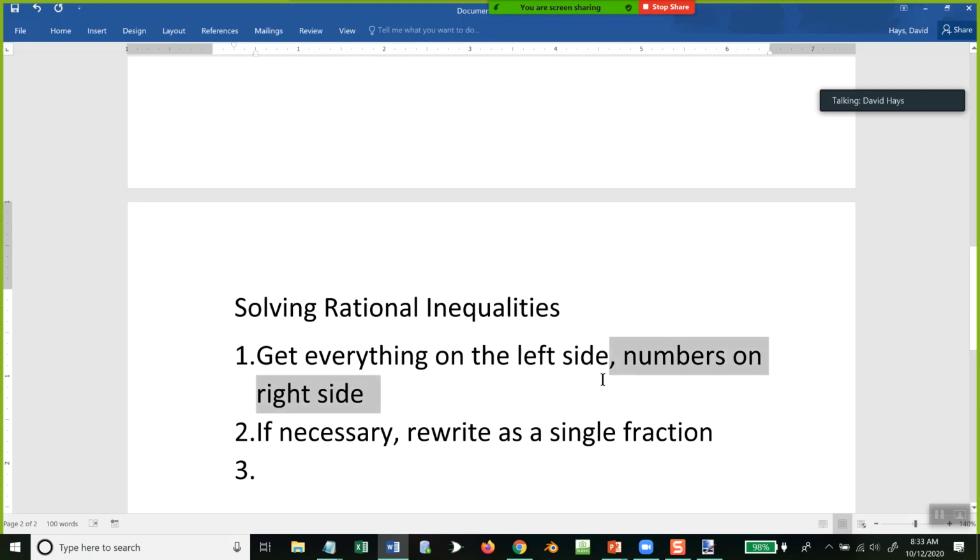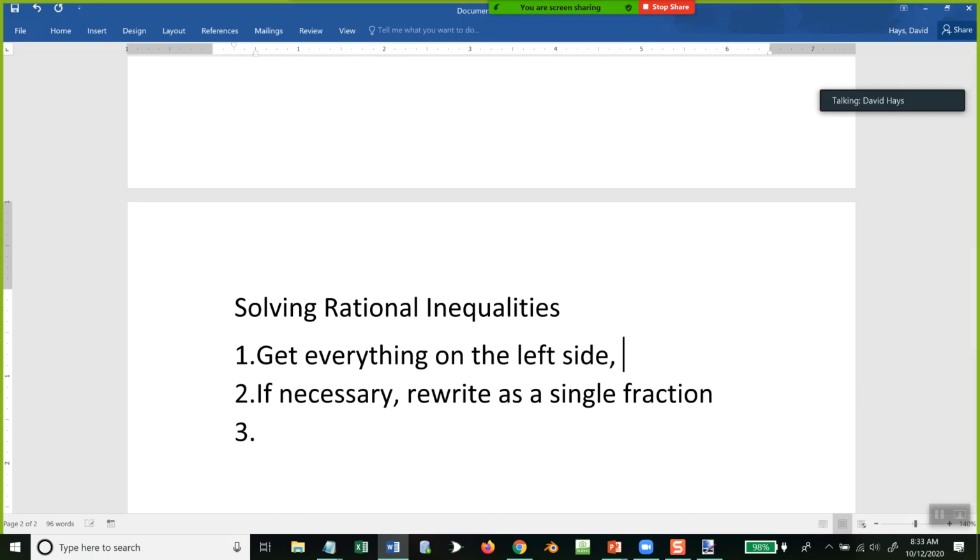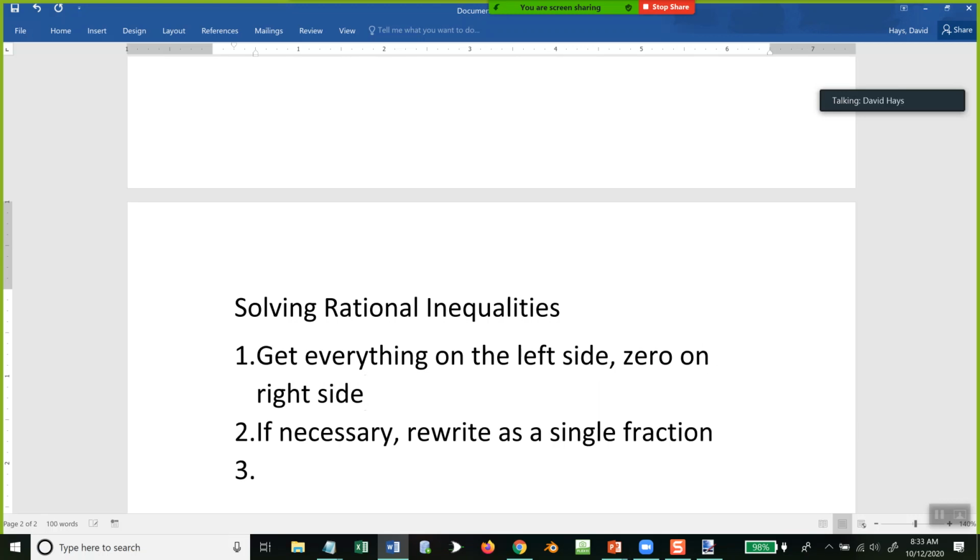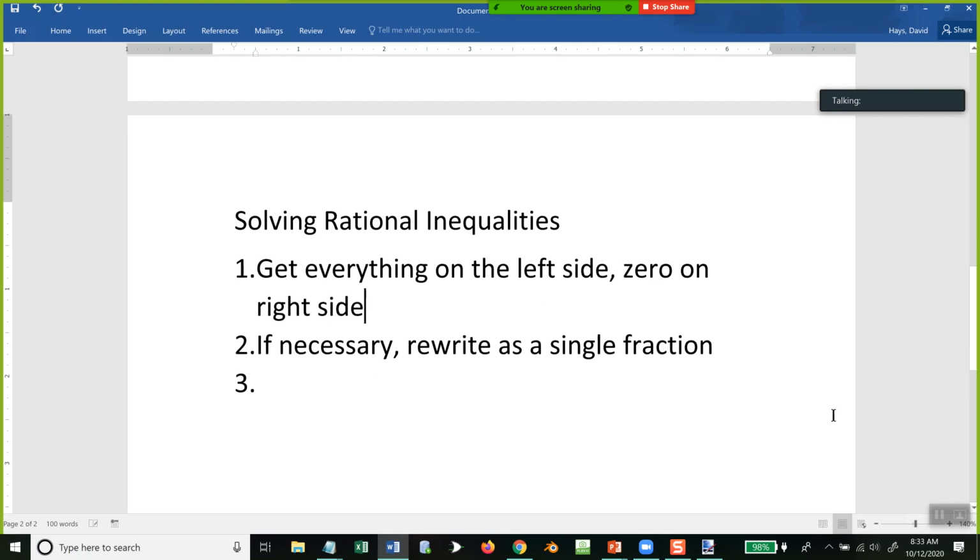I don't think I want numbers on the right side. Everything on the left side, 0 on the right side. Sorry about that. I didn't sleep very good last night. Hurt this morning. There are no numbers in these. I mean, technically I wouldn't be incorrect, but it doesn't matter.